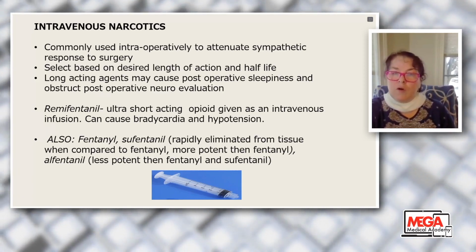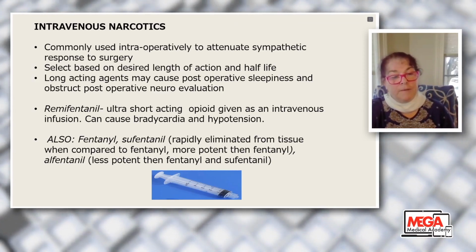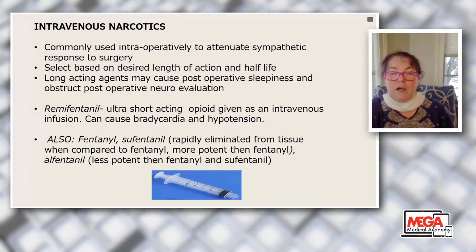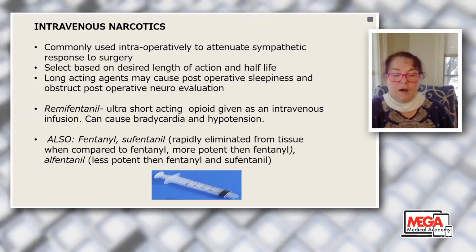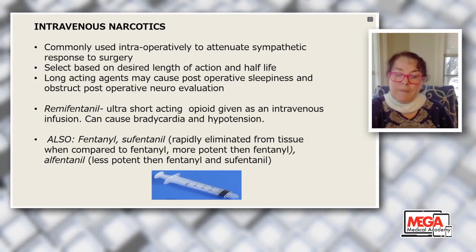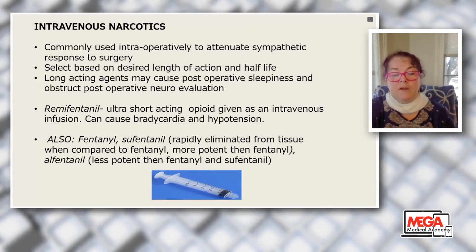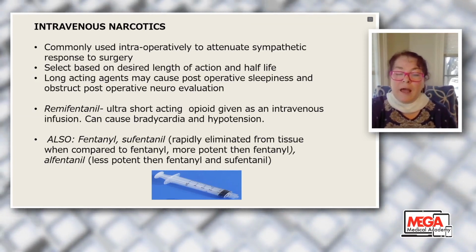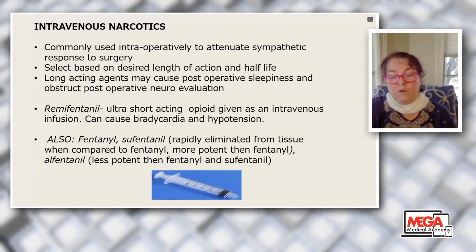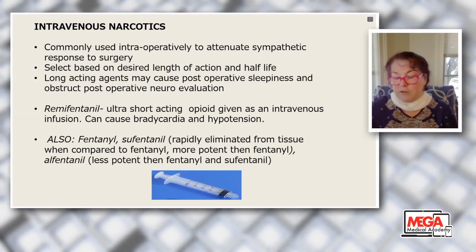Remifentanil is a newer drug. It's an ultra short-acting opioid. You give it as an IV infusion. It can cause bradycardia and hypotension. Also, there's fentanyl, sufentanil, and alfentanil. Sufentanil, compared to fentanyl, is rapidly eliminated from the tissue, but it's more potent than fentanyl. Alfentanil is the least potent compared to fentanyl or sufentanil.